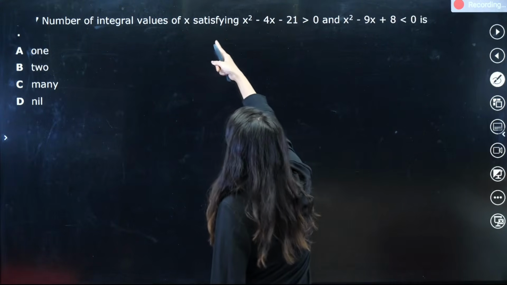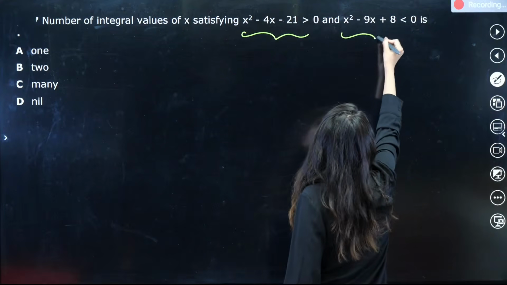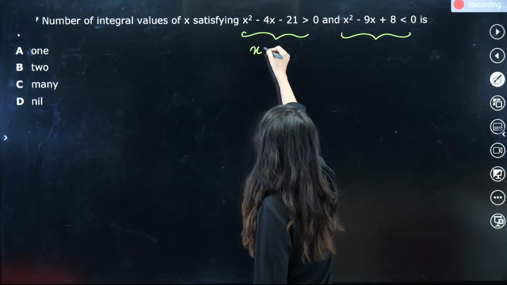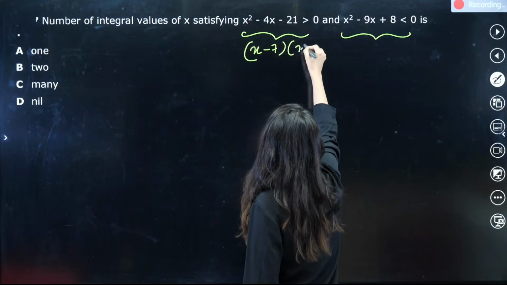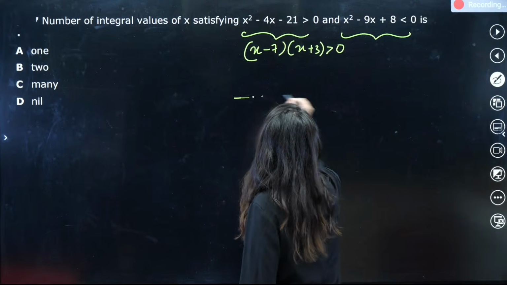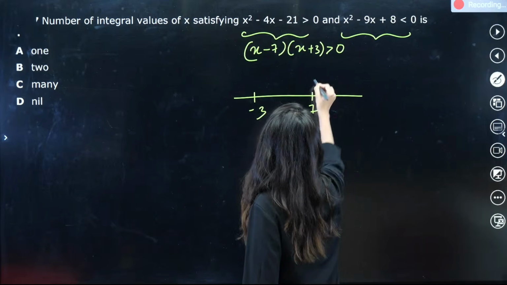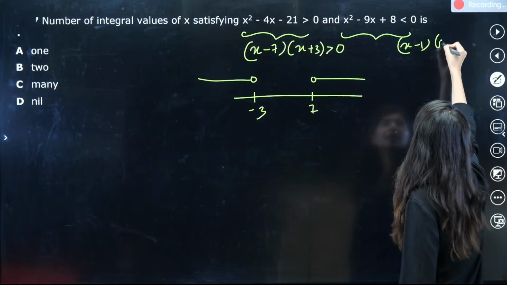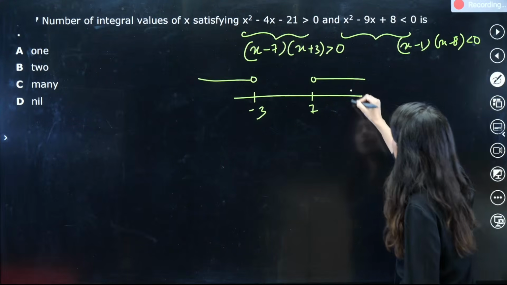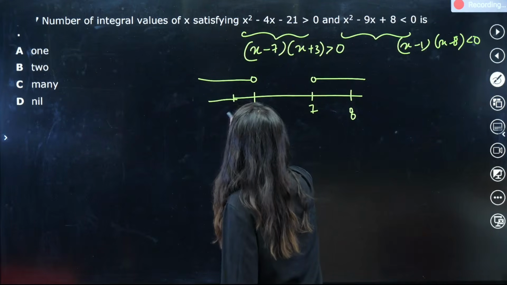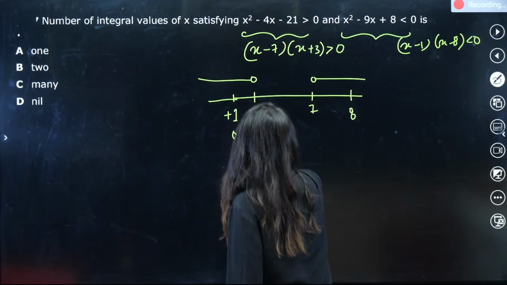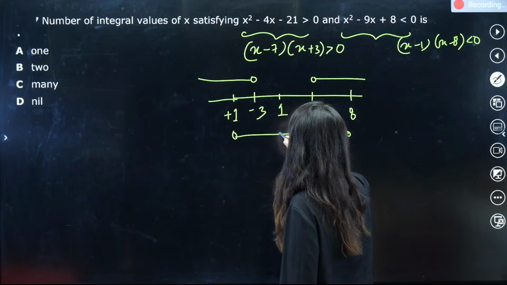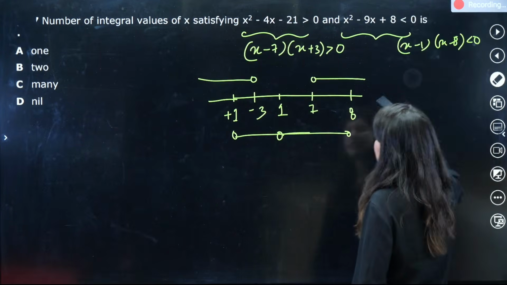Number of integral values of x satisfying this and this. So for this, can you see 21? 7 threes are 21. So (x minus 7)(x plus 3) greater than 0. Right? 7 and minus 3. Greater than 7, less than minus 3. What about this? (x minus 1)(x minus 8) less than 0. So 8 over here and 1 over here. So this is 1 to 8. 1 will be here, sorry. 1 to 8. So can you see the intersection?